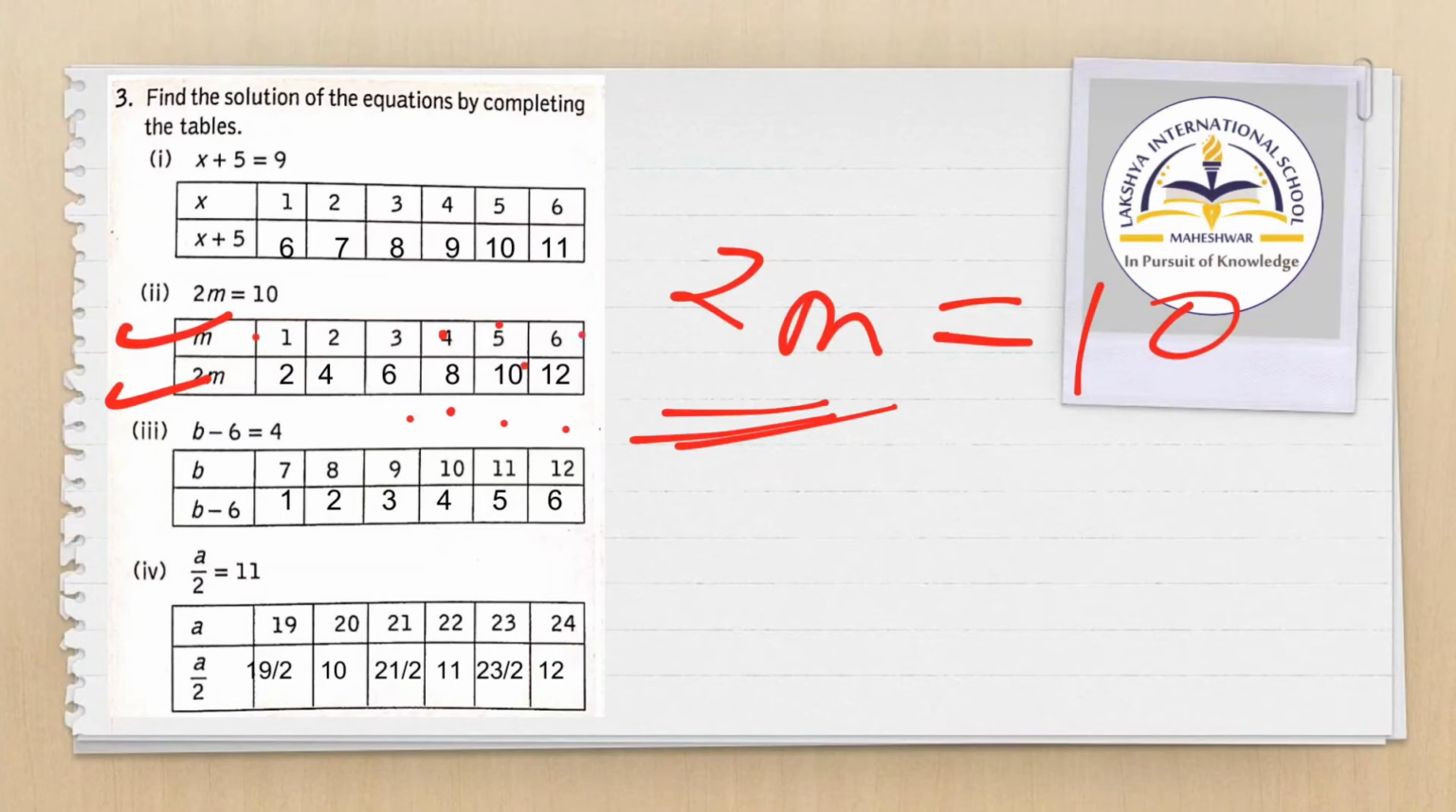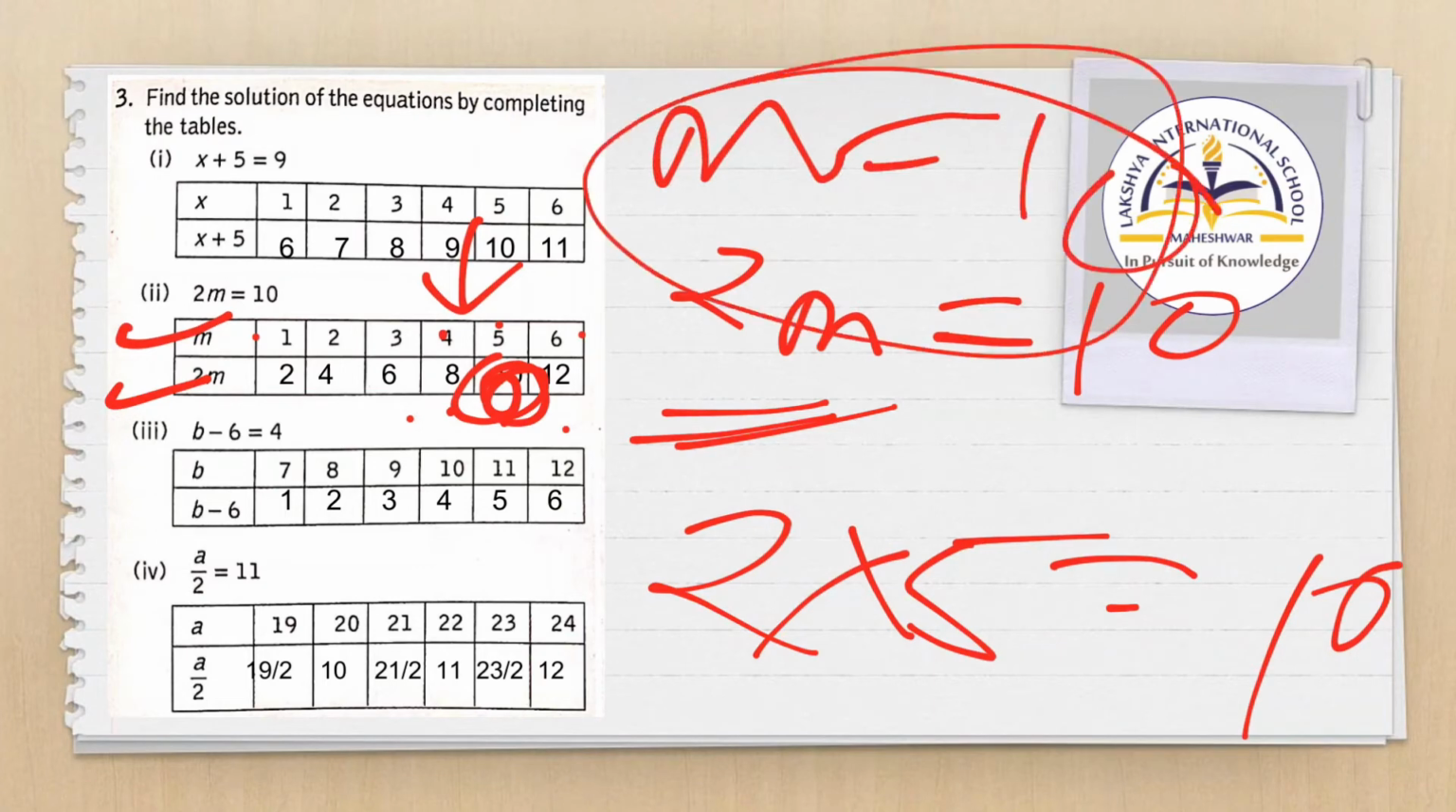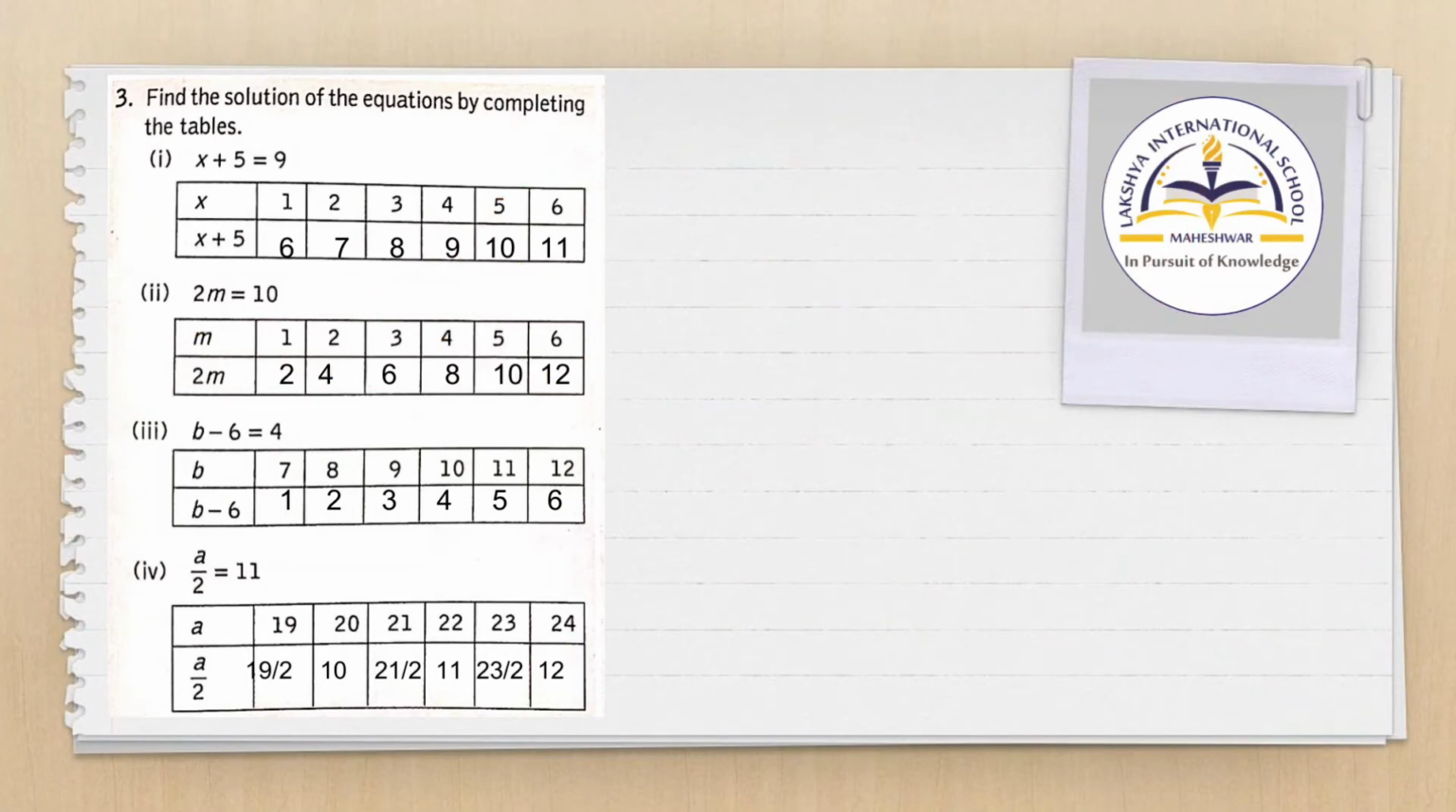Now you have to see at 10 which value is given here, 5. So 2 into 5 equals 10. So m equals 5 will be the answer. Here you just have to complete the table.